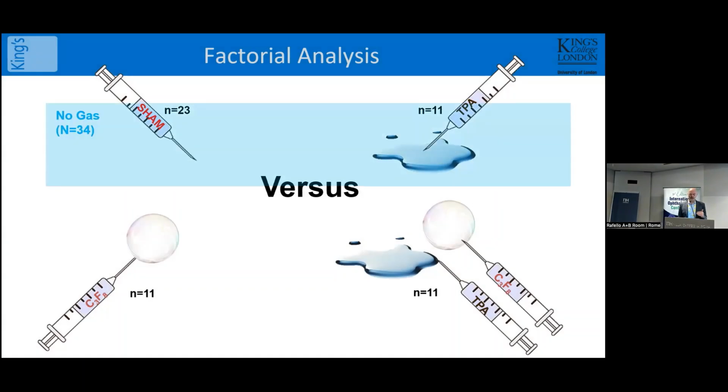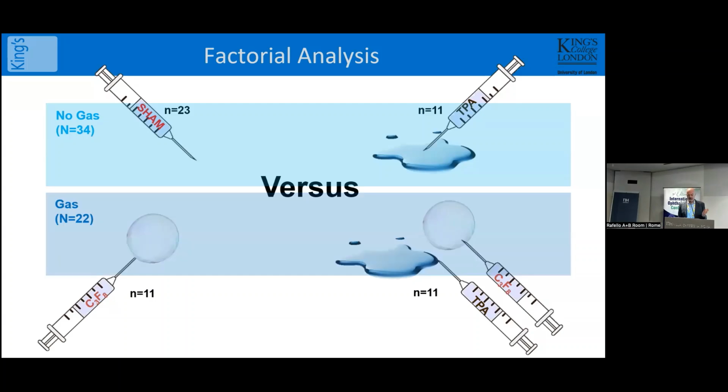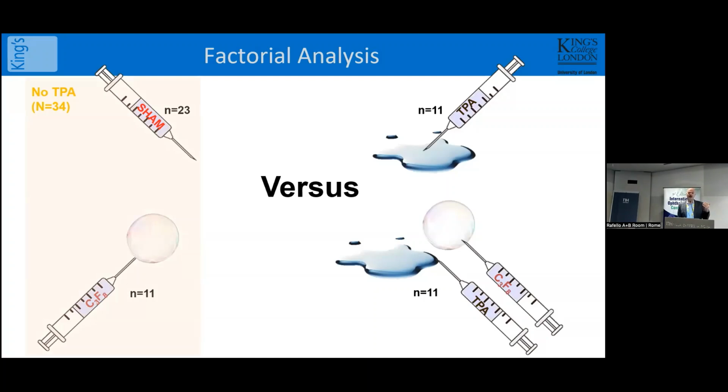So the first comparison looks at no gas. You take patients with sham or TPA, and you basically try to isolate the effect of having no gas at all. And you compare that to gas on its own or gas with TPA. And of course, the TPAs balance each other out, so you can try and isolate the effect of the gas on its own. The second analysis, factorial analysis, looks at no TPA versus TPA. And again, the patients contribute to different groups in this way. So you then have 34 patients in the no TPA group compared to 22 patients in the TPA group.